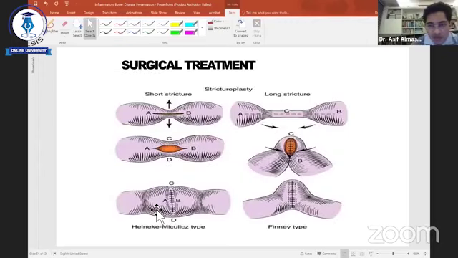This is an example of stricturoplasty. If you look at this, you have first resected A and B, and we cut it longitudinally and stitch it transversely. This is stricturoplasty. Cut it longitudinally and stitch it transversely. This is how we do stricturoplasty.